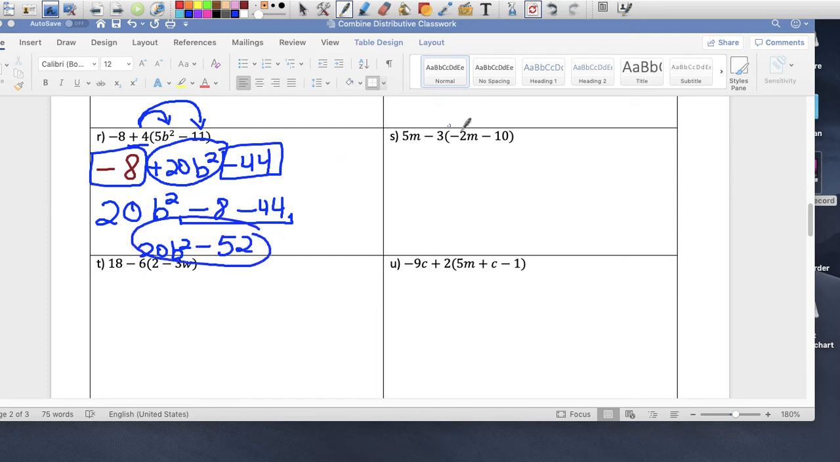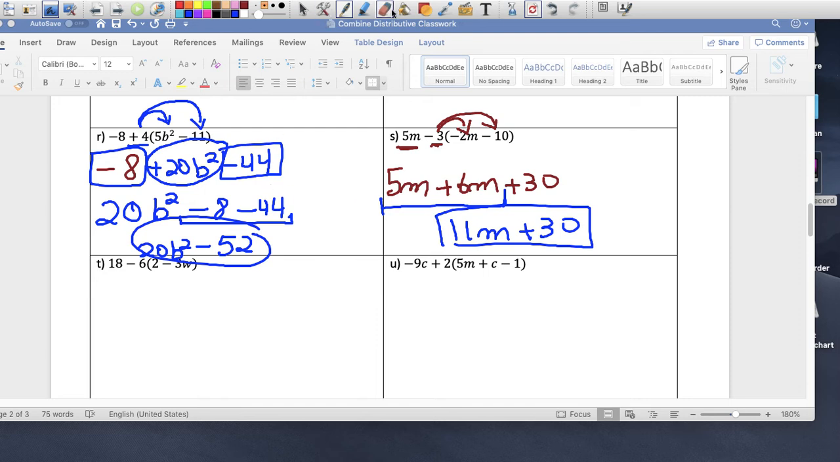That's my final. Again, this problem is very similar to the previous one. The 5m is not doing anything, so leave it alone. It's this 3 that's being distributed to each of the terms inside the parentheses, but it's a negative 3. Negative 3 and negative 2 is positive 6m. And then negative 3 and negative 10 is positive 30. Can I combine like terms? Yes, I can. These two are like. 5m and 6m gives me 11m, and then plus 30.